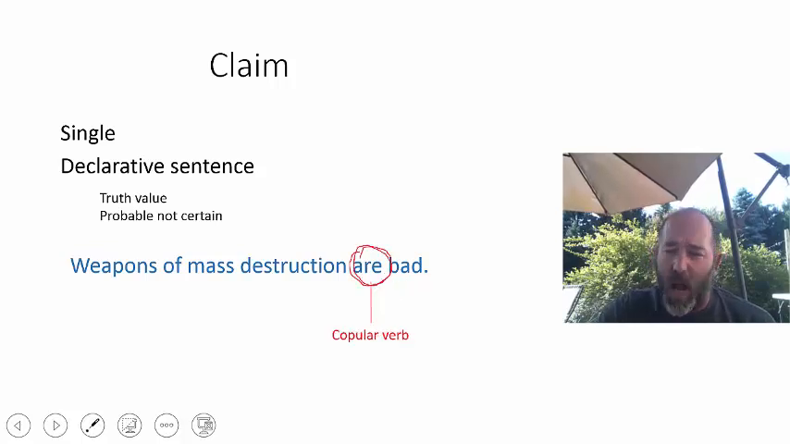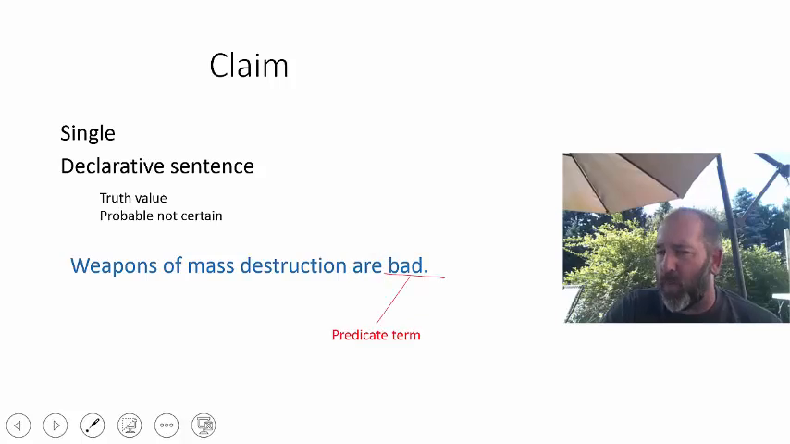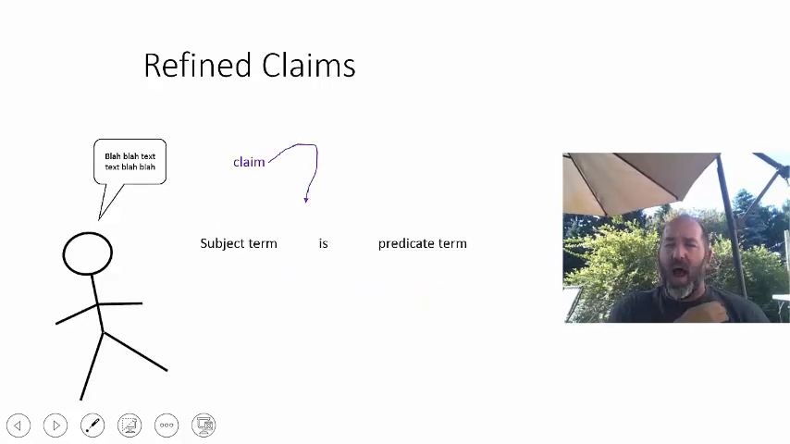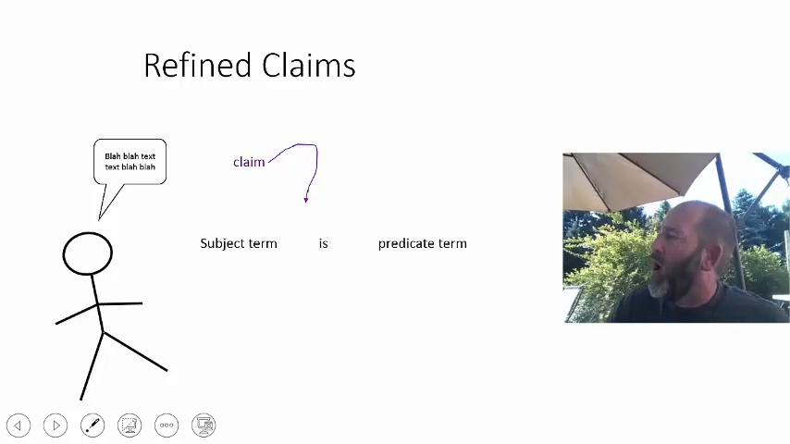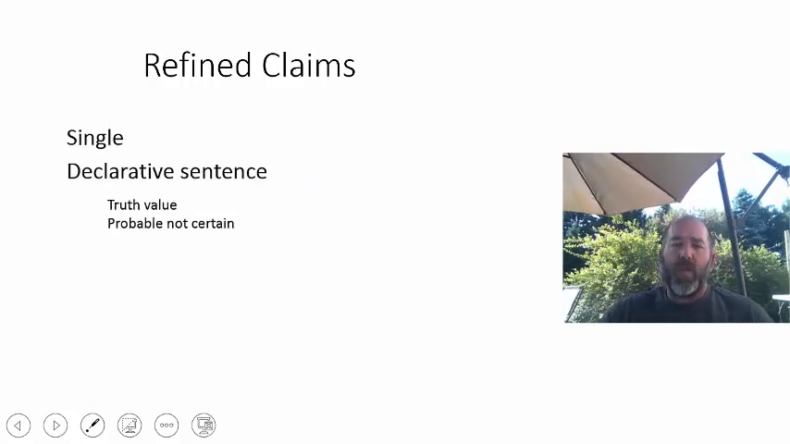Okay, copular verb, subject term, copular verb, predicate term. I've got my three components there, right? Okay, very good. Now, again, this is something that I got. I read the essay, I read the text, and I said, this is what the author's talking about. I put a copular verb in there, and then I said, good thing or bad thing, right? Okay, nuclear weapons are bad. Very good.